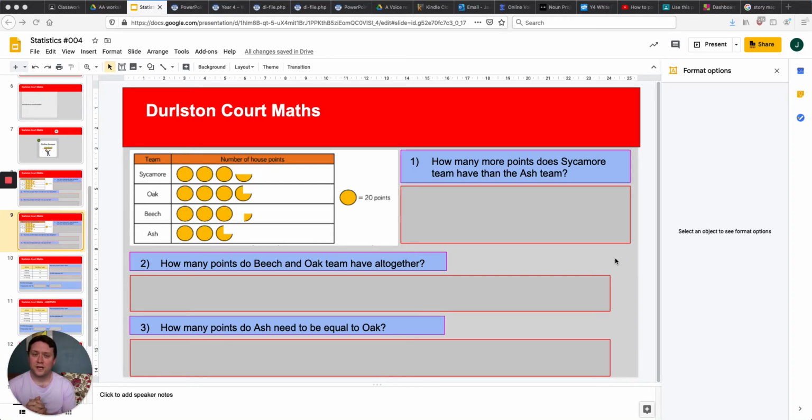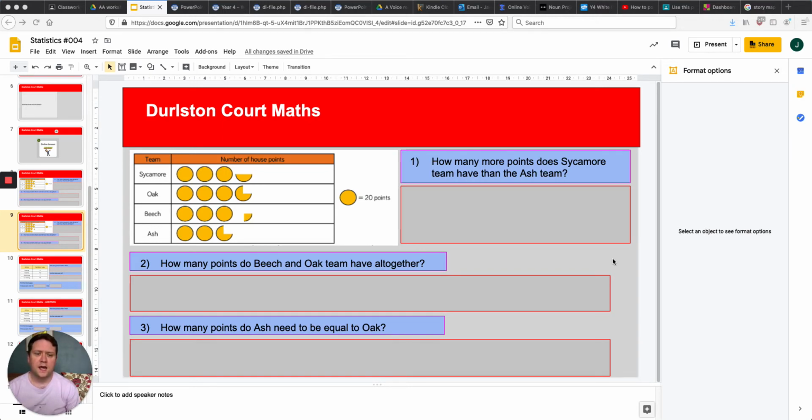Hi, I'm just looking at the question on slide 8 on week 2 and lesson 1. So here we have a pictogram of how many house points Sycamore, Oak, Beech and Ash have achieved. And we've got a key, so each full circle equals 20 points.